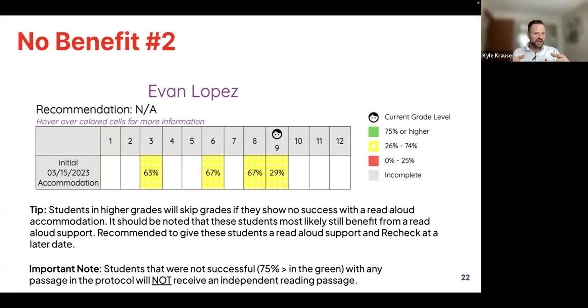If you do high school, we do actually skip grades. You'll notice in this report, we're skipping some grades here. That's not a flaw in the system. That's designed that way. With high school students, we want to see if we can hit any point of success.